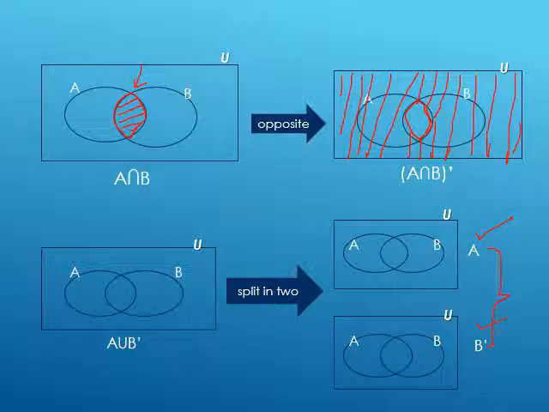So first, shade the area of A. This is set A. So shade this area. Next is B complement, not B. It means that this set is B, so outside is this, not B. Shade whole the area which is not included in set B.